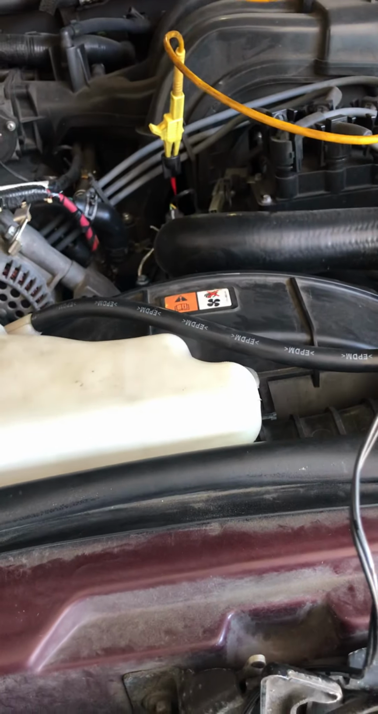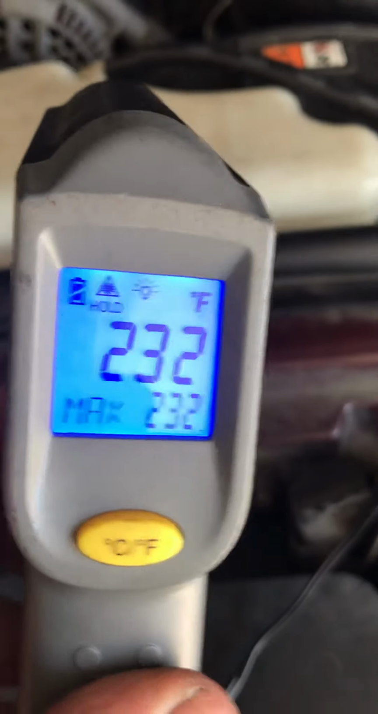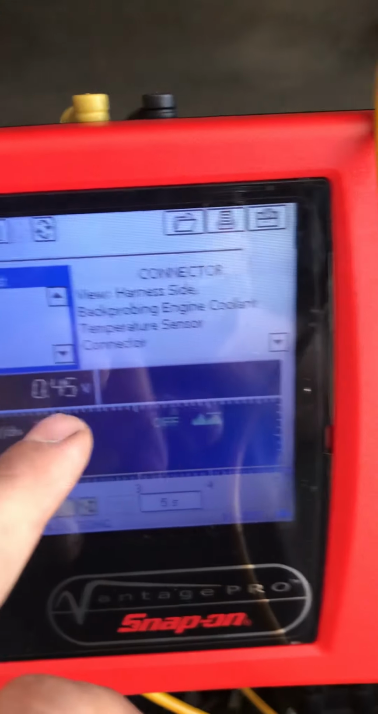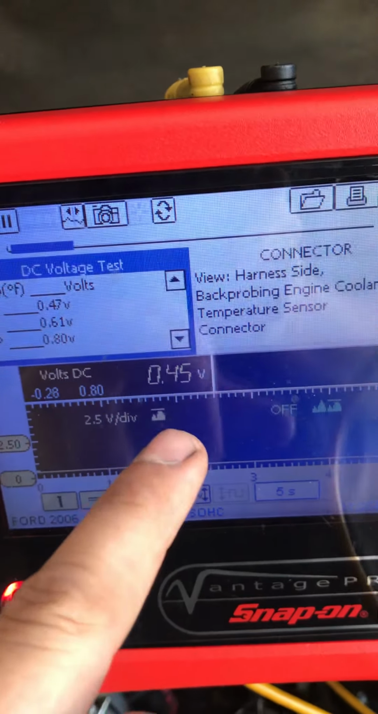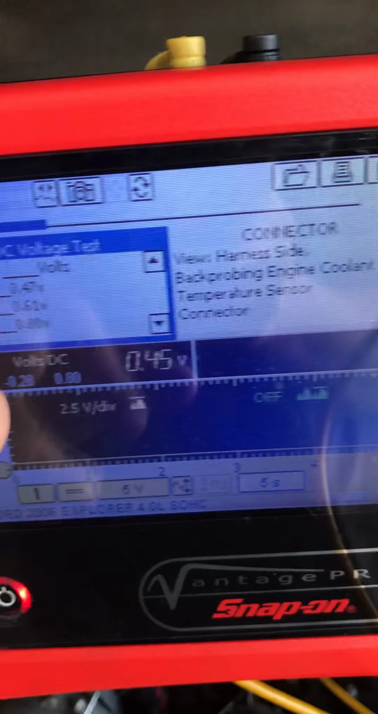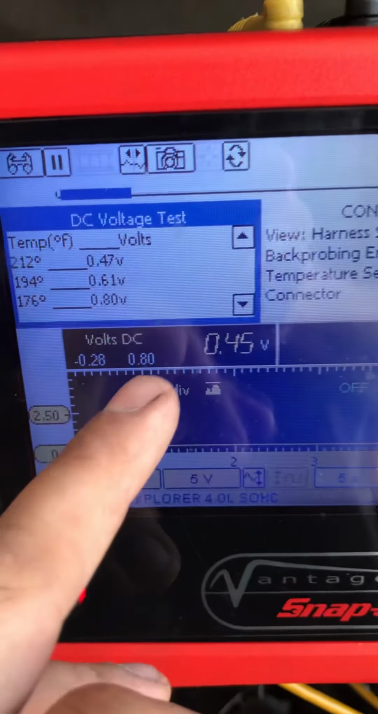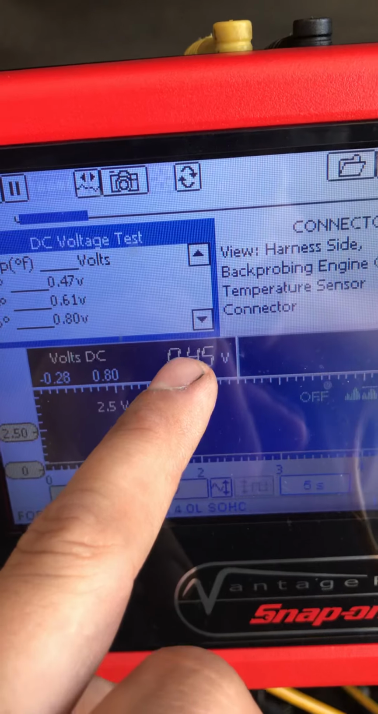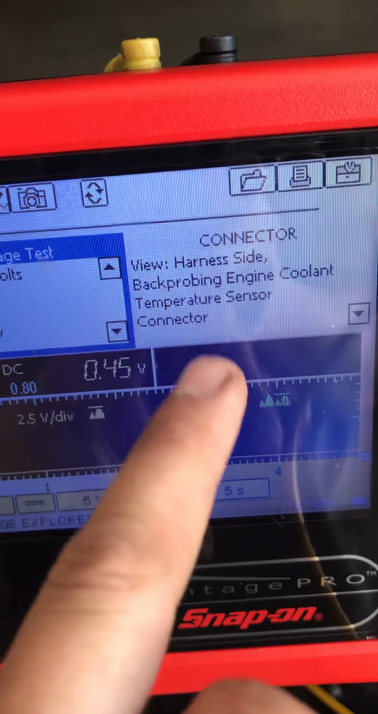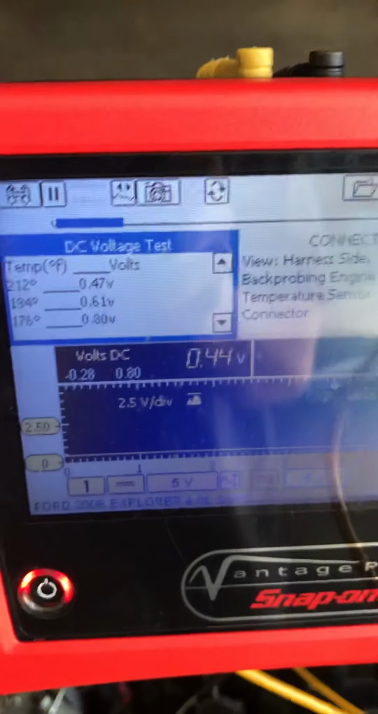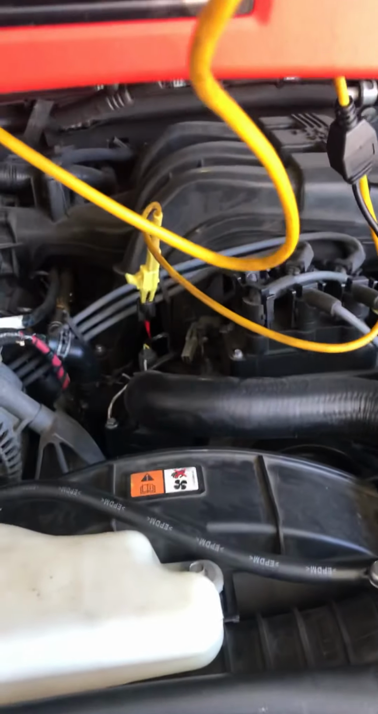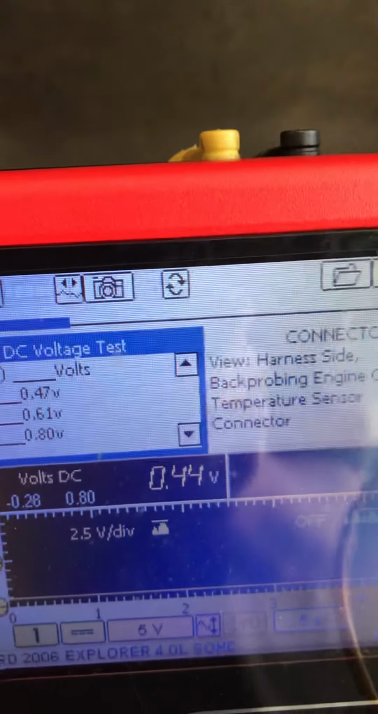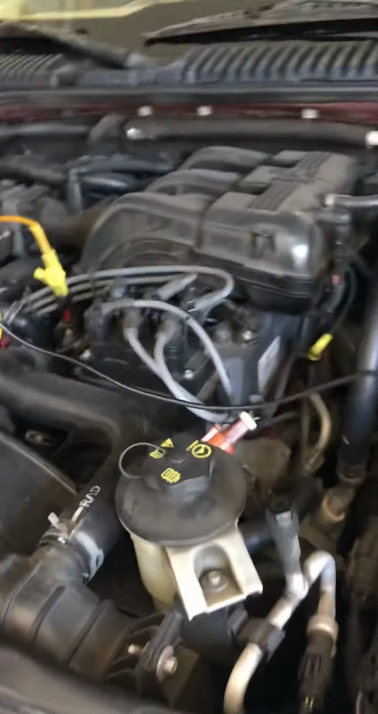232 degrees. We're at 0.45 volts. 0.47 is about 212. For it to be 0.02 volts difference, that's 2 hundredths of a volt. The 0.02 volt difference is shifting the reading from 212 degrees to 232. That's a pretty big jump right there. So you probably have a sensor that's not reading as accurately.